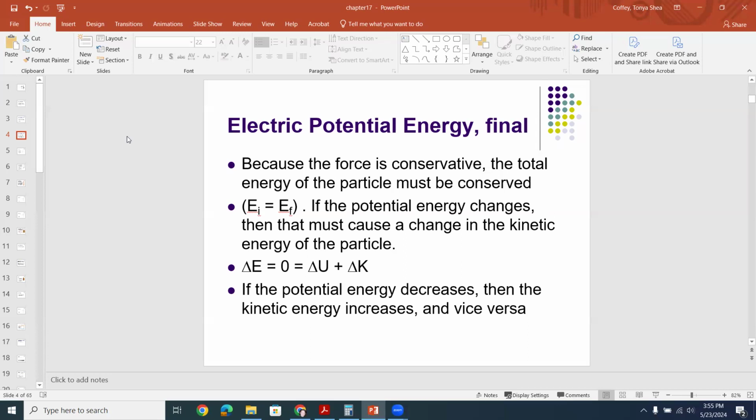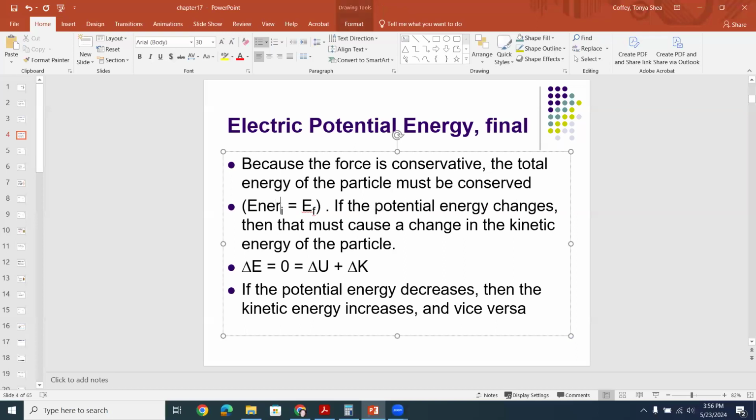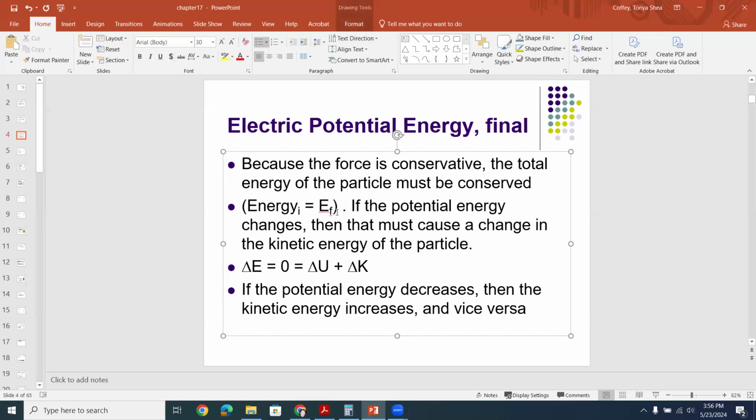Now, remember our definition of mechanical energy. I understand here that we're using E for energy and E for fields, and I'm sorry for that. Let me see if I can make this a little bit more clear. Energy, there we go. I'm going to say energy. Too many E's, right? And then we'll do energy. Okay, that's better. So the initial energy has to equal the final energy.